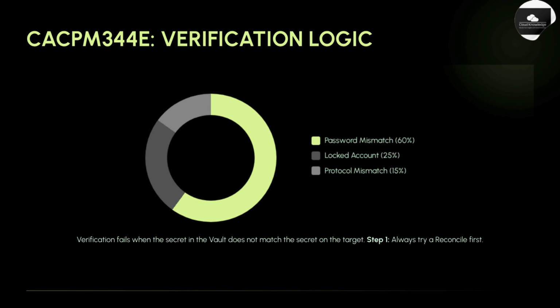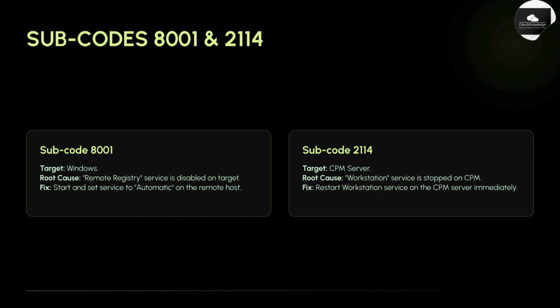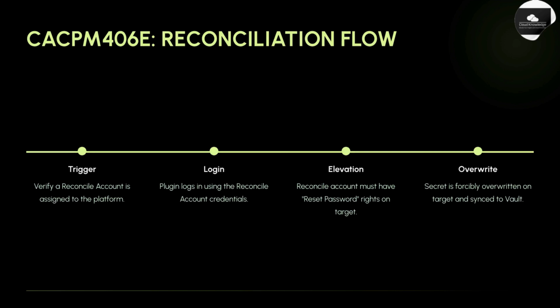CACPM 344E, or verification logic failure, occurs when the secret in the vault doesn't match the target secret. The simplest solution is to always attempt a reconcile task first. Subcode 8001 on Windows targets means the remote registry service is disabled. Subcode 2114 on the CPM server means the workstation service is stopped. Restart the respective service to fix these.